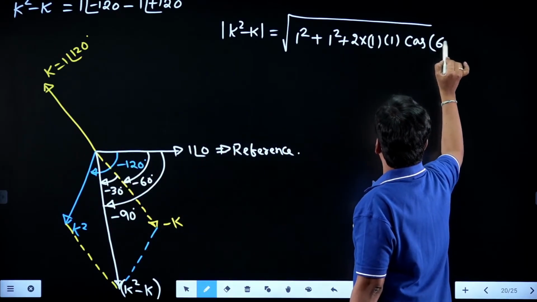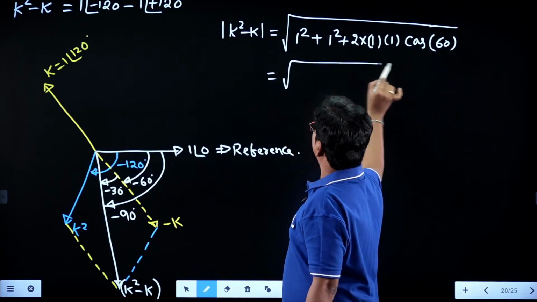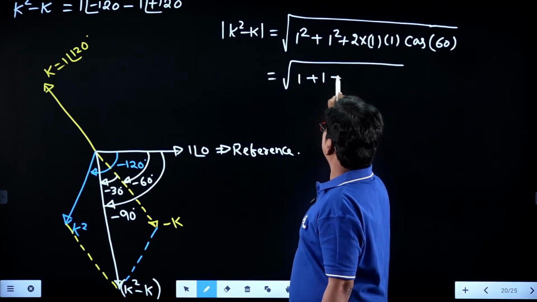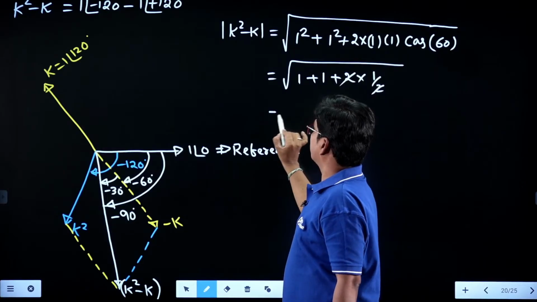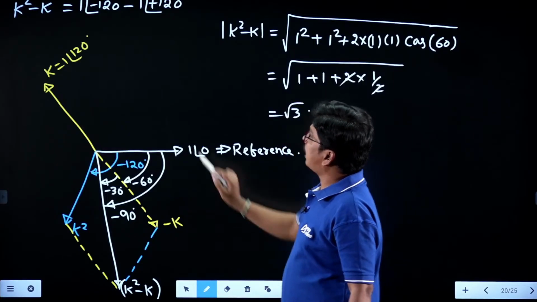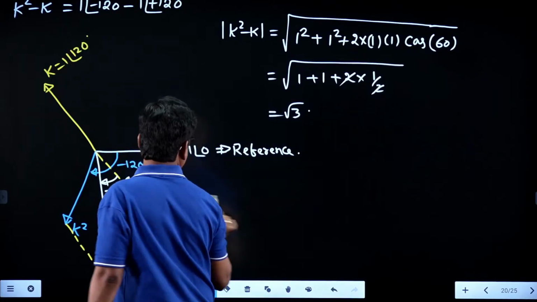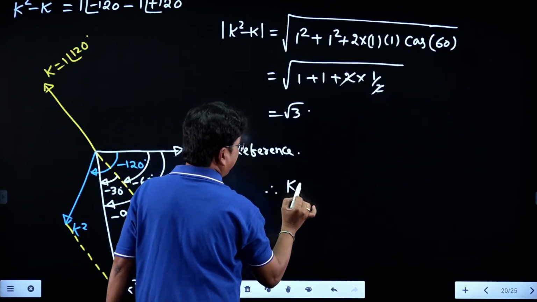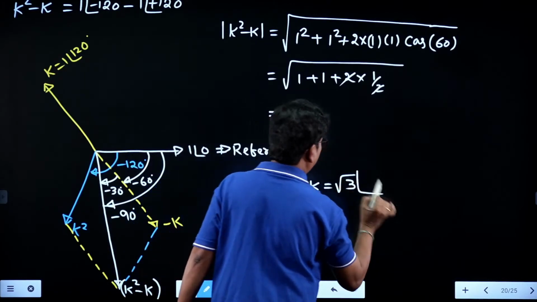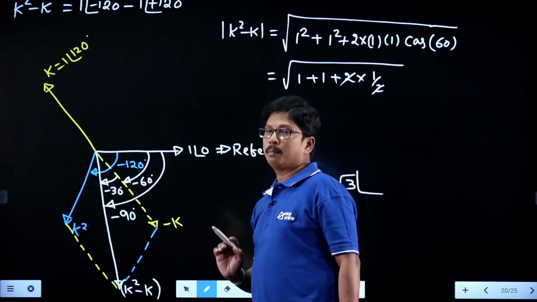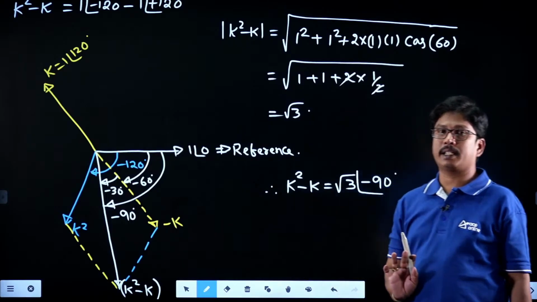Both are the same only. Cos of minus theta is cos theta. If you take this one, it has 1 plus 1 plus 2 into cos 60, which is 1 by 2. It is root 3. So the magnitude of K square minus K is what? Root 3. Therefore, K square minus K value, the magnitude is root 3, and the angle from the reference is how much? Minus 90. Root 3 at an angle of minus 90.